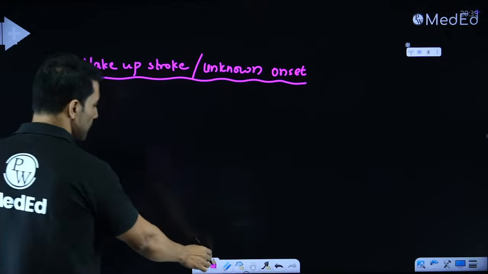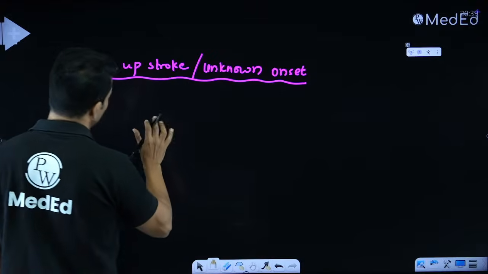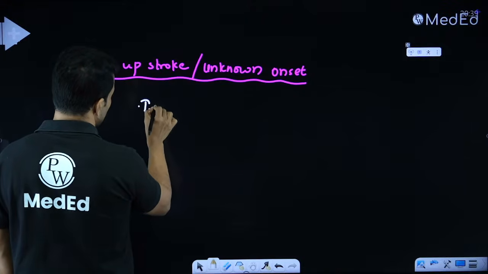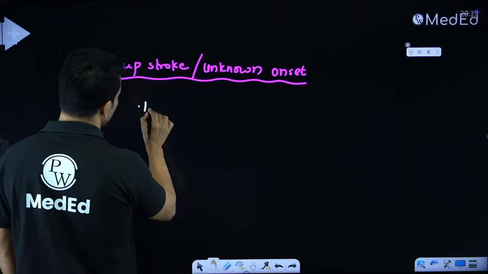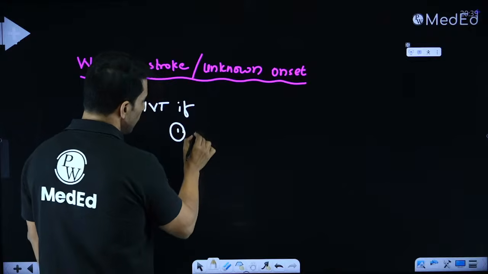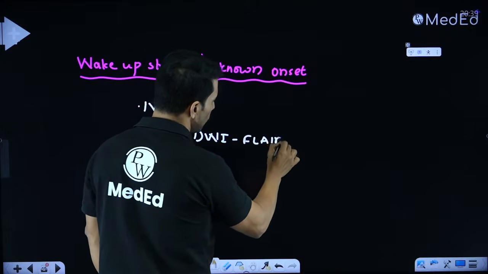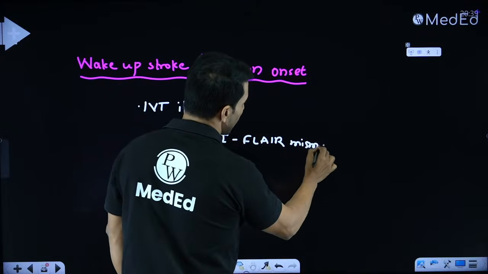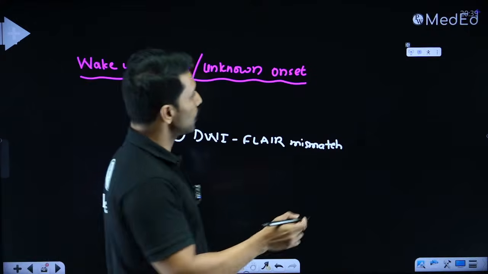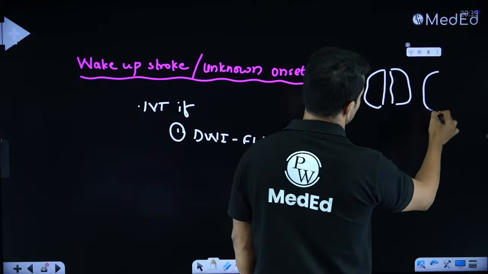So what we do is, if it is a wake-up stroke or clearly the onset is not well known, in such cases, you can still consider thrombolysis or IVT if they meet any of the following criteria. Number one, if there is a diffusion weighted imaging FLAIR mismatch. Now, what do I mean by this? You can go for an MRI in such cases. You can go for an additional MRI where you will get a diffusion weighted imaging and a FLAIR sequence.